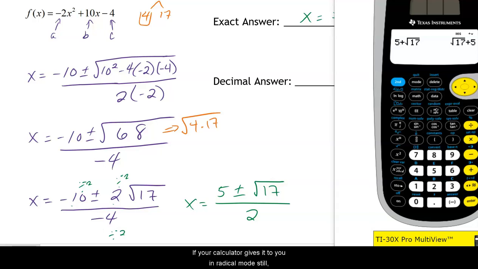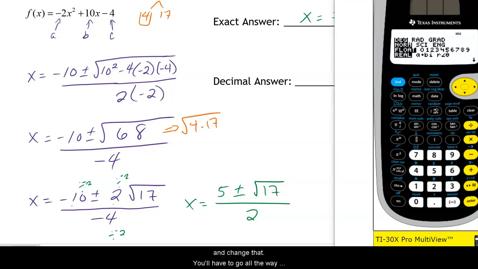If your calculator gives it to you in radical mode still, you need to just go into mode and change that. You'll have to go all the way down to the bottom. Use your arrow keys. And we want to be in classic instead of math print, and hit enter. And then if you quit out of mode, and we'll put that in again, 5 plus the square root of 17. Okay, gives me a decimal, and then that needs to be divided by 2. So that's my first decimal answer.